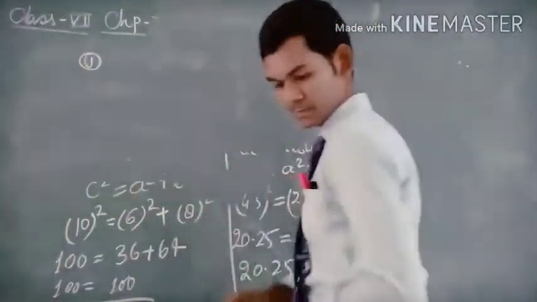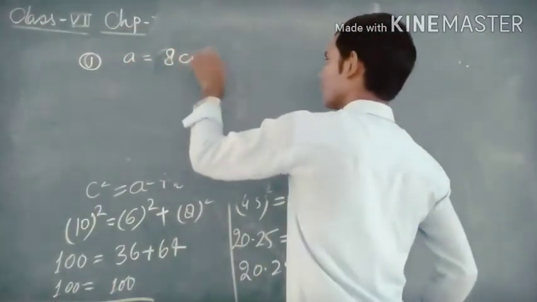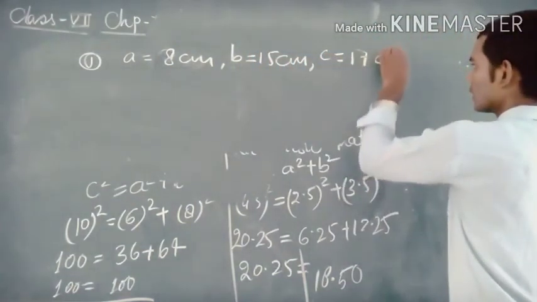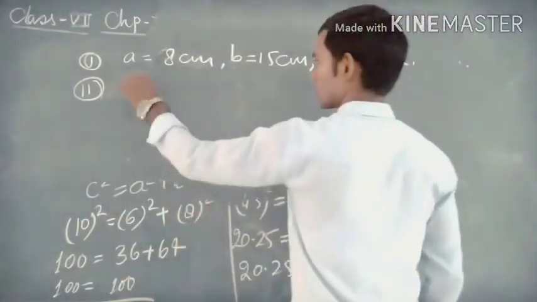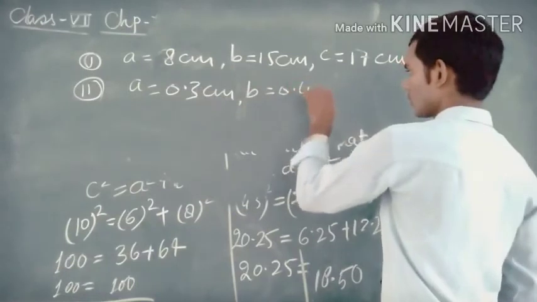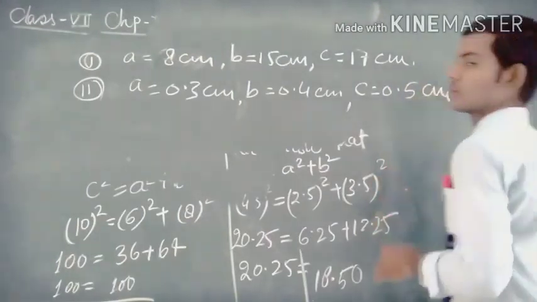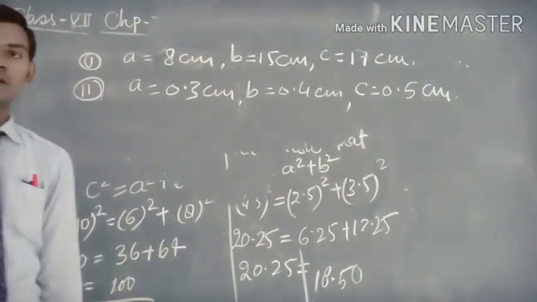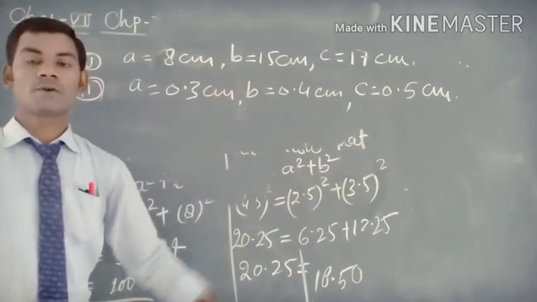The first is A is equal to 8 centimeters, B is equal to 15 centimeters, and C is equal to 17 centimeters. And the second is A is equal to 0.3 centimeters, B is equal to 0.4 centimeters, and C is equal to 0.5 centimeters. So there are two questions I gave you as homework, and I suggest to all students, please try to solve these questions for your practice.